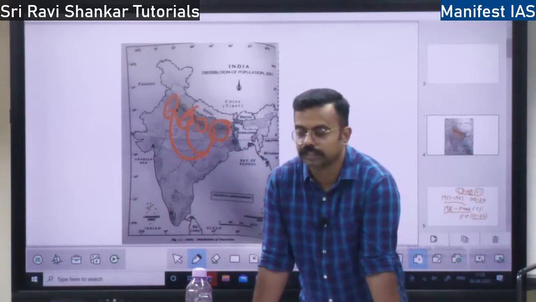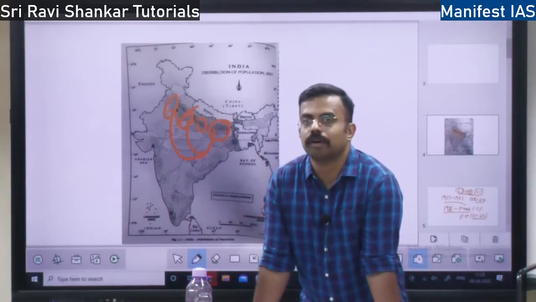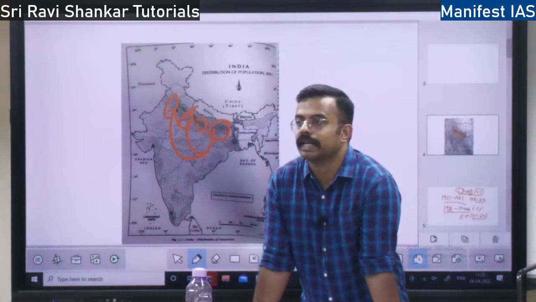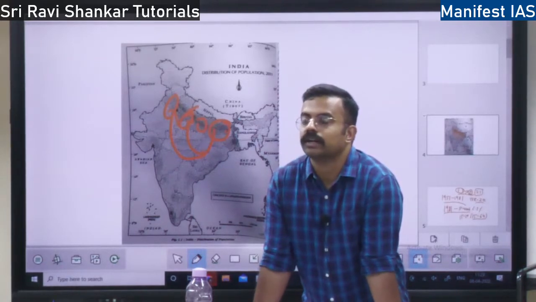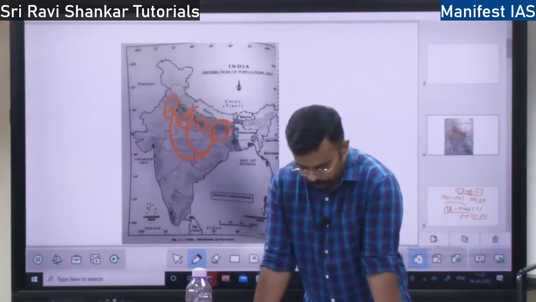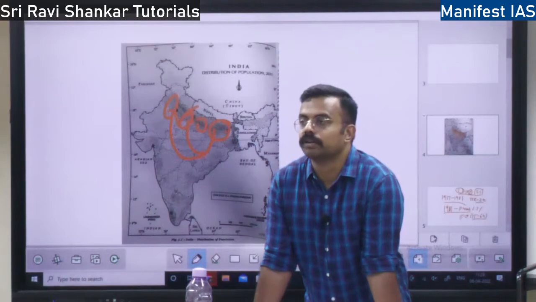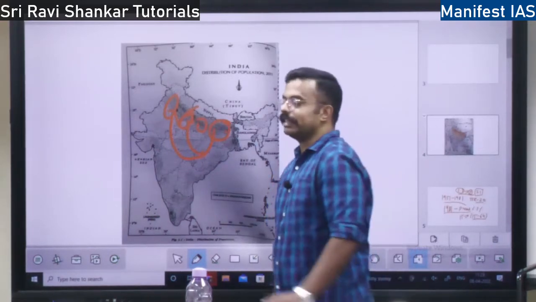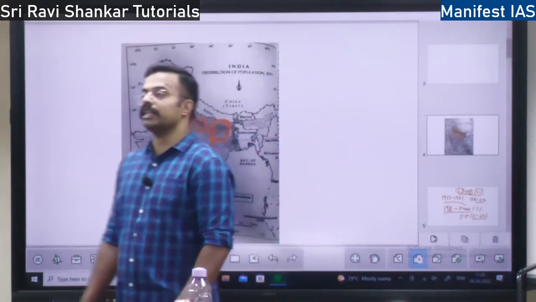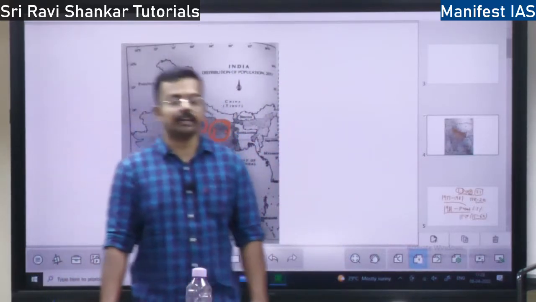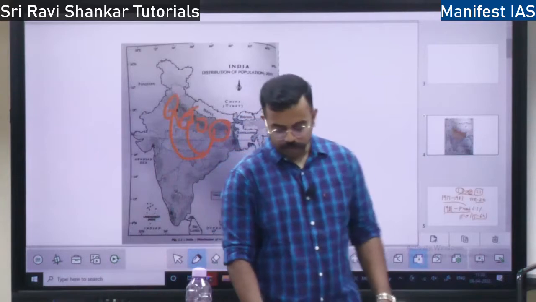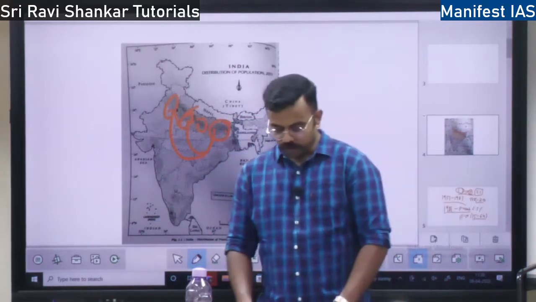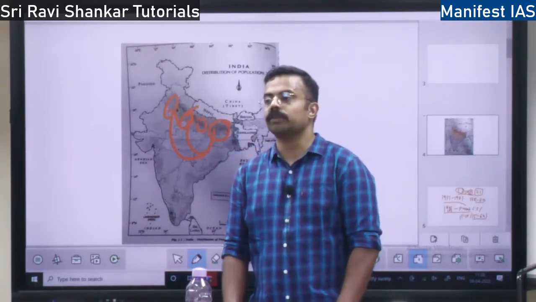So what are the other consequences? See, if all the migrants come to urban areas, in rural areas women will be left behind, right? They have to take care of the entire family. So it will increase the burden on women. See this, only males are migrating to cities. It is called male selective migration, right? So this is all about the concept of migration.